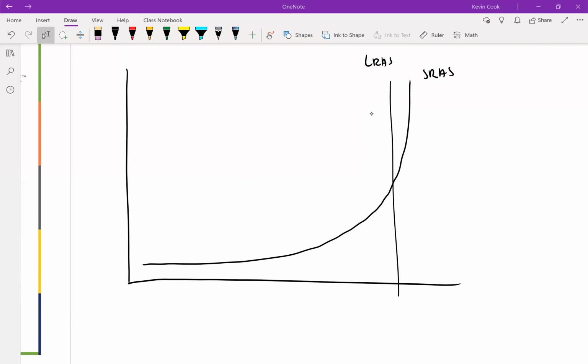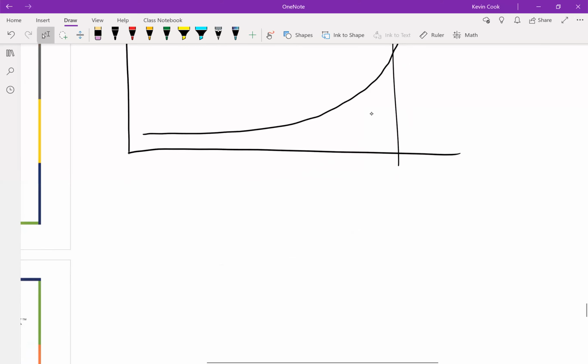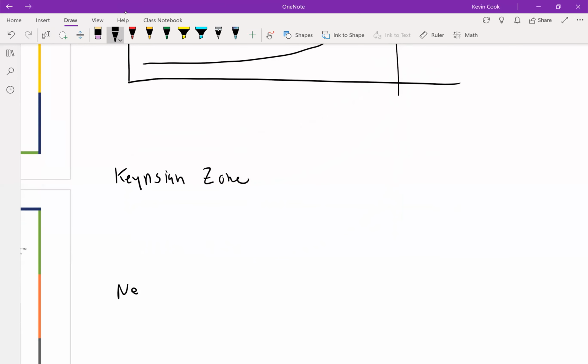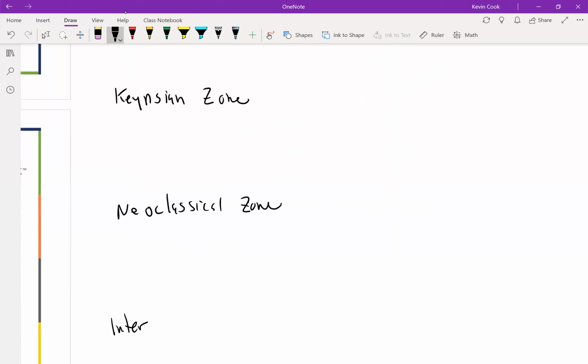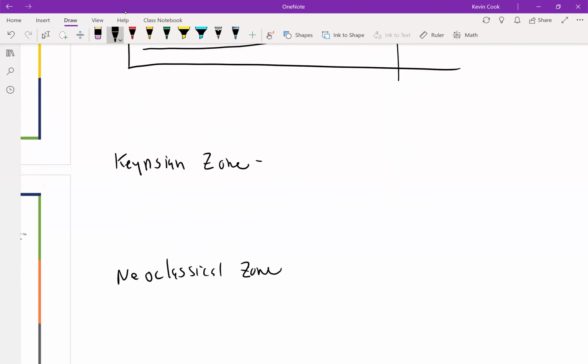So we're going to introduce in here, with our economy, kind of three different zones. And we're going to call them the Keynesian zone, the neoclassical zone, and the intermediate zone. And these are all going to be dependent on where the aggregate demand curve meets the short run aggregate supply curve.